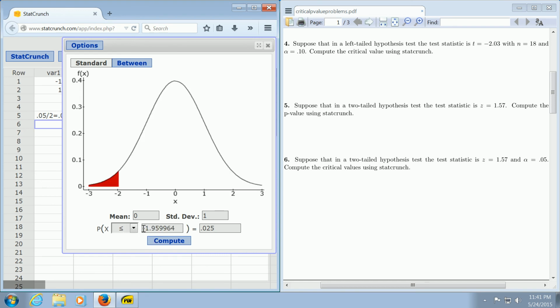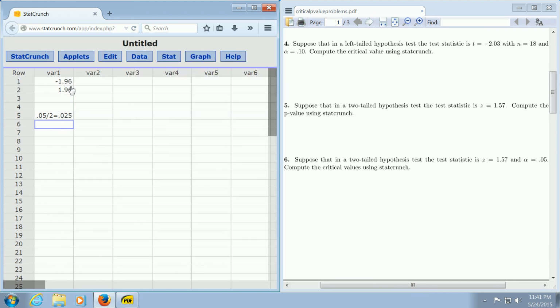So we get that -1.96 is one of the answers. But automatically, the opposite of that is an answer too. So 1.96 will also be an answer. So all you do is take the alpha, divide it by 2, put it in this box, hit compute, and you're going to get a negative answer. So the answers are the negative one and the positive one. So these guys here are the critical values. So I hope that made sense.